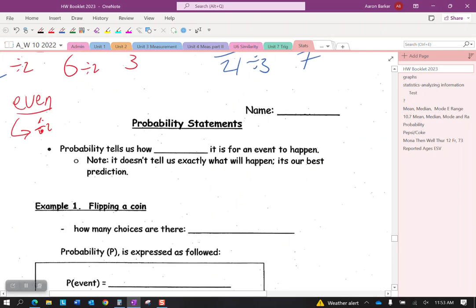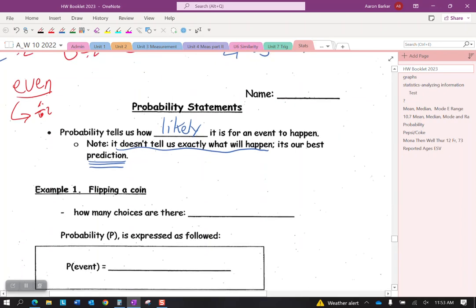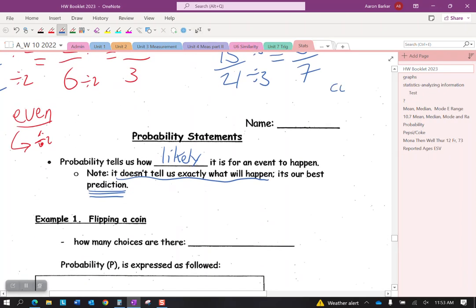Probability statements. Probability tells us how likely it is for an event to occur. Okay? It doesn't tell us exactly what will happen, it's just a prediction. Prediction is the key there. It's not set in stone, it just tells us how likely an event will happen. So looking at coin flipping, we look at coins, we look at dice, we look at cards, and for this unit we also look at spinners. Each spinner will be a little bit different. That's where you spin an item, like a top, and the arrow points at different colors or different numbers.